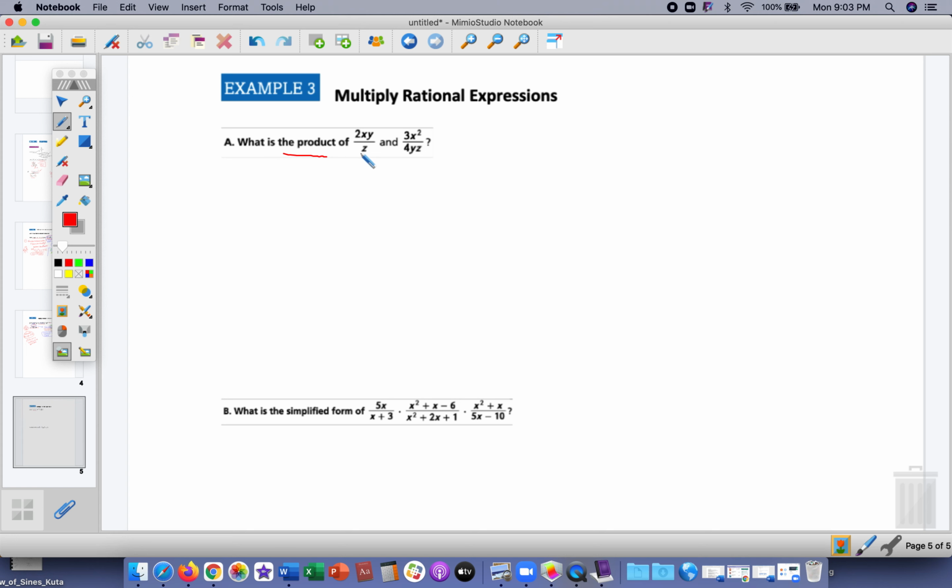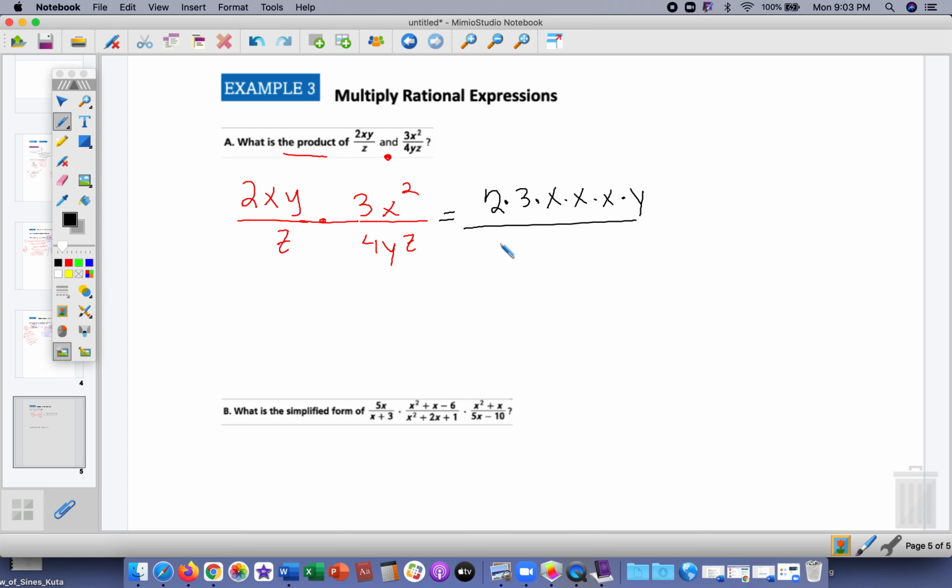What is the product of 2xy over z and 3x squared over 4yz? So and means multiply. So we have 2xy over z times 3x squared over 4yz. Okay, so up top we have a 2, a 3, we have 3 x's, right? X squared and x, and then we have a y. In the denominator we have a 4, which we can factor to 2 and 2. We have a y, and we have 2 z's in the denominator.